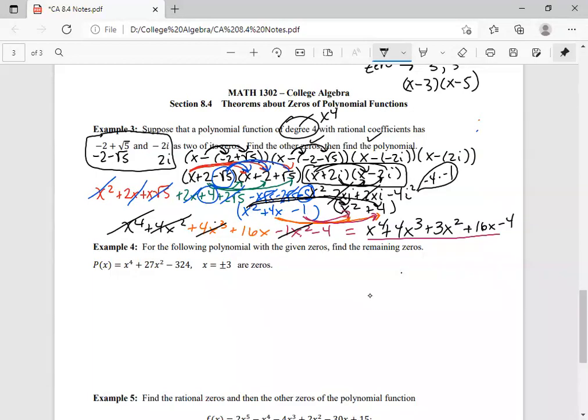So for example 4, it says, for the polynomial with the given roots, find the remaining zeros. It's telling me that these are zeros.